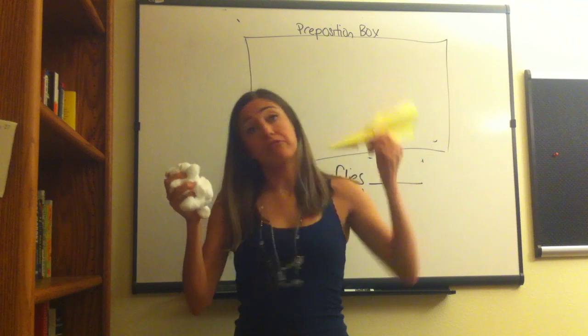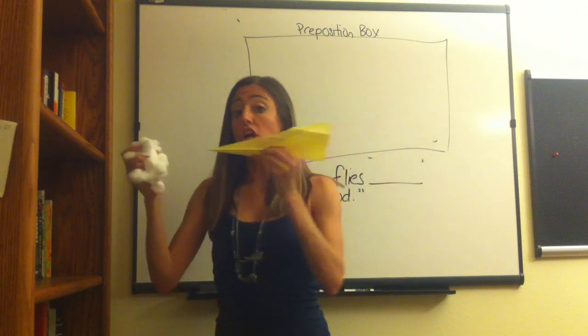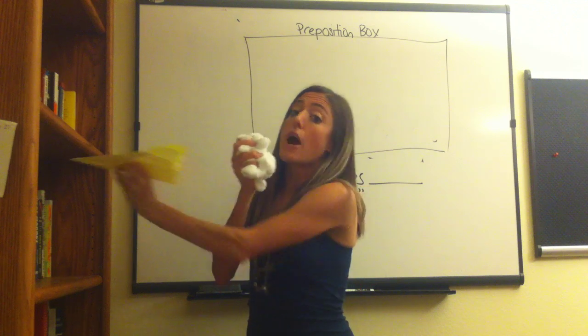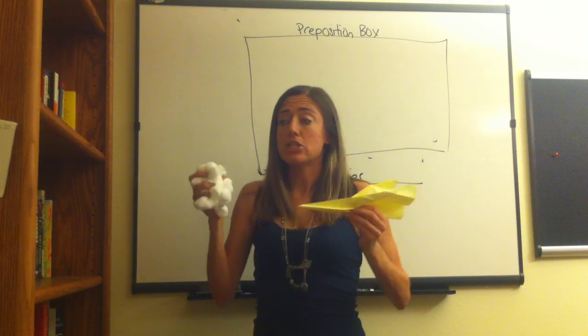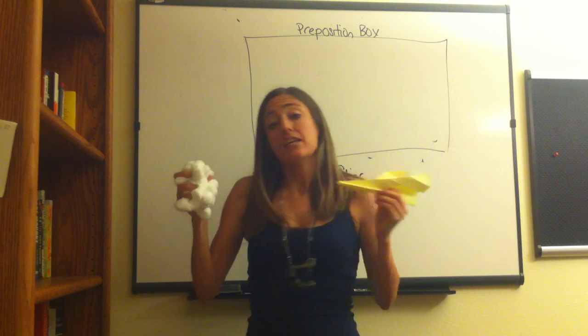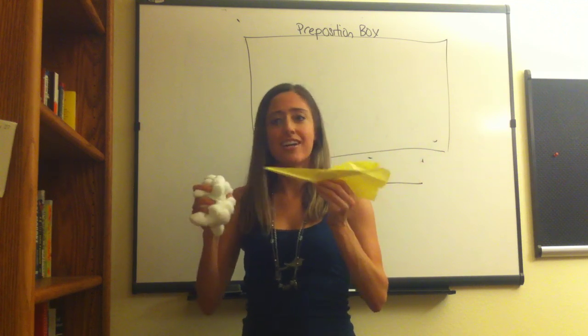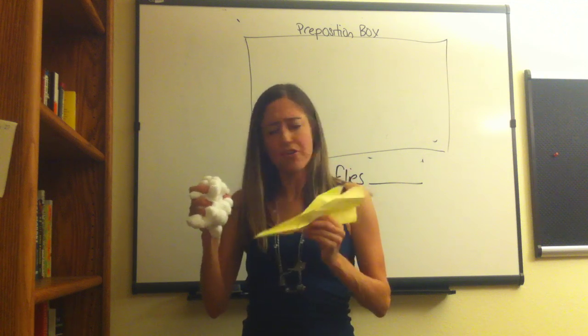The plane flies at the cloud. The plane flies for the cloud. F-O-R can be a preposition. The plane flies from the cloud. That can be a preposition. The plane flies at. The plane flies to. The plane flies on the cloud. Did I say that one already?